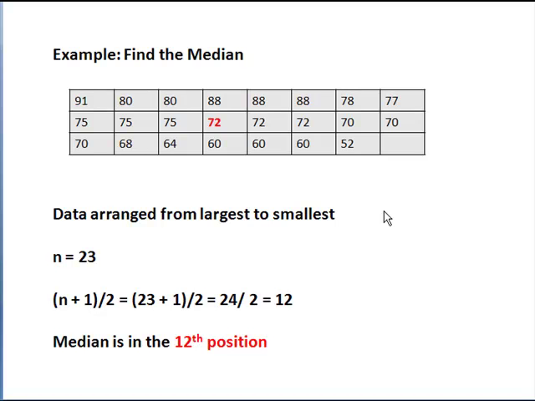So here is the procedure applied to the pulse rate data. The data has already been arranged from largest to smallest. There are 23 observations. So we compute 23 plus 1, which is 24, divided by 2 is 12. This tells us that the median is in the 12th position. So we go into our data set and count 2, 4, 6, 8, 10, 11, 12. The median is 72. The median is 72 beats per minute.